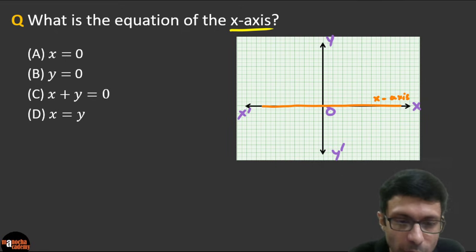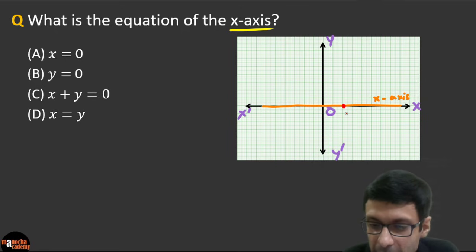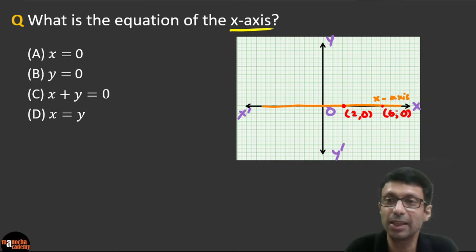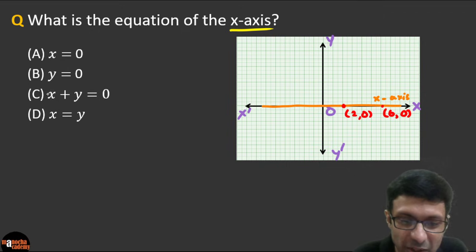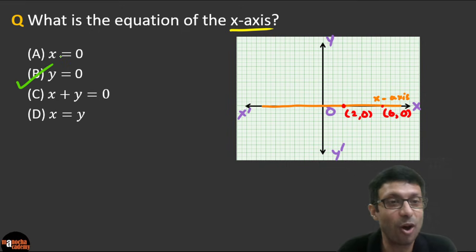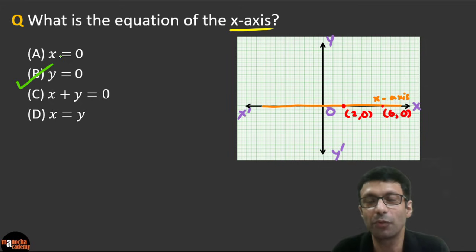If you take any point on the x-axis, for example, this point is going to be 2, 0. This point somewhere here is going to be 6, 0. So the x value is changing, but y is fixed. So the right answer is going to be y equal to 0. Do you guys agree? Not x equal to 0. Guys, be careful here. What is the equation of the x-axis?